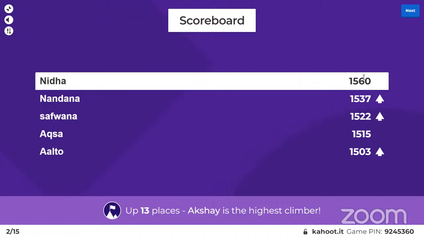We have new toppers. Nida is the new topper here with 1560 points. Second spot goes to Nandana. Third spot goes to Safwana. Fourth spot goes to Aksa. And the fifth spot goes to Alto.